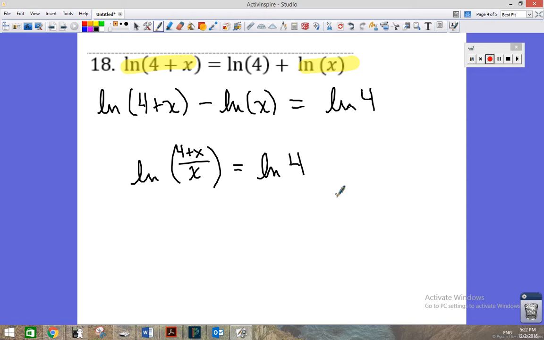Now these logs, even the natural log, are one-to-one functions. So if the base is the same and the numbers are the same, these arguments have to be the same. This 4 plus x over x has to equal 4. I'm going to go ahead and write 4 as a ratio because I have a proportion here that if I cross multiply, that's one technique that students like to use to solve proportions, is to cross multiply.